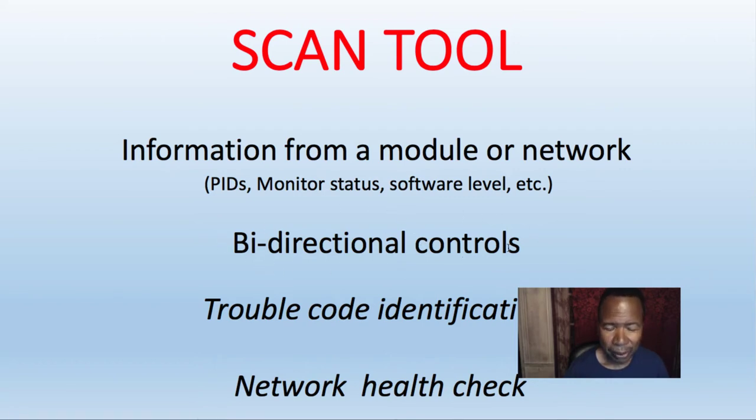Bi-directional control is basically controlling output devices like injectors, EGRs, vent solenoids, purge solenoids, EVAP systems, air injection pumps, and on some cars, ignition triggering. That's mode A for bi-directional control.